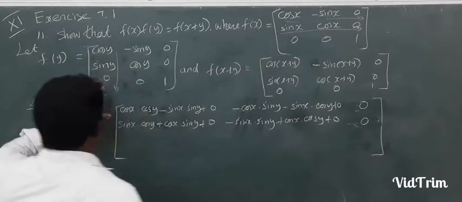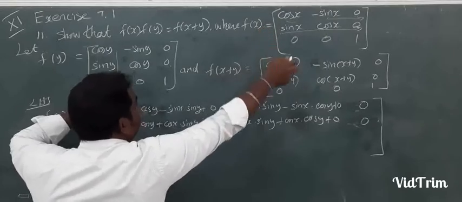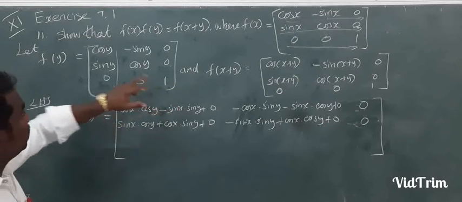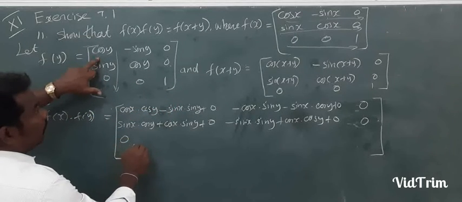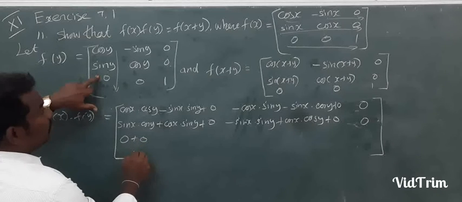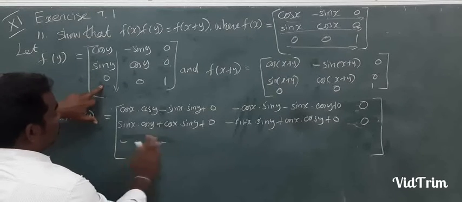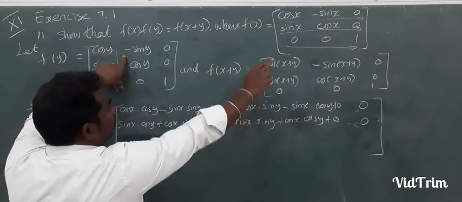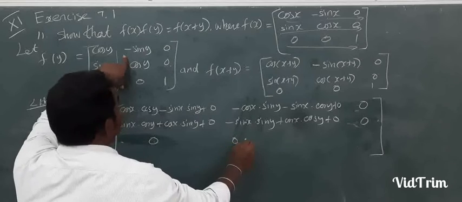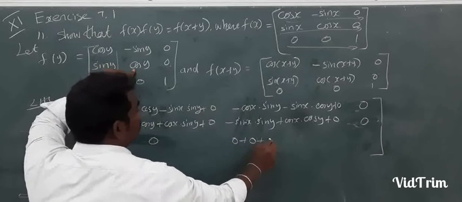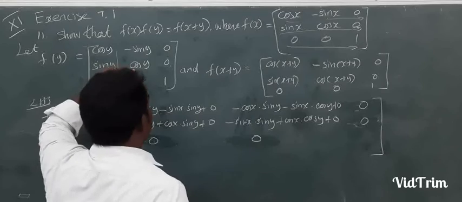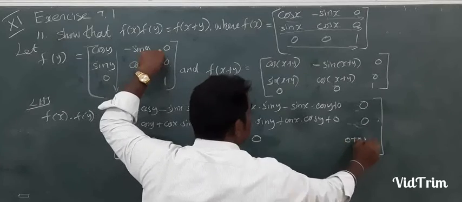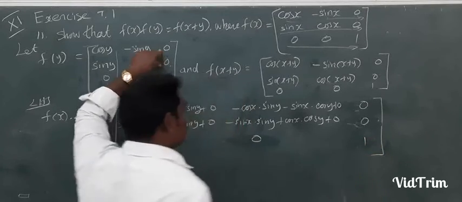And last one is the third row. Third row, first column: 0 into cos y, 0, and 0 into sin y plus 0, and 1 into 0, 0. So it's 0. Next, second column: 0 into sin y 0, 0 into cos y 0, and 0. So it becomes 0. And last one, 0, 0, 1: 0 plus 0 plus 1. So the answer will be 1.